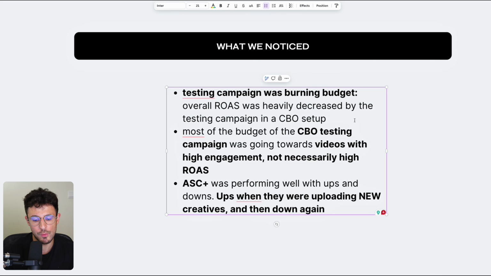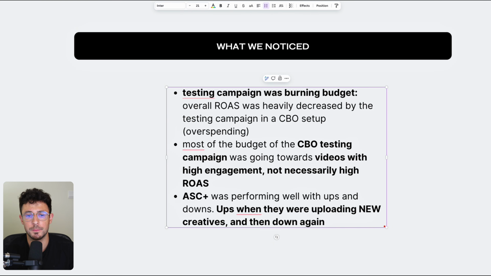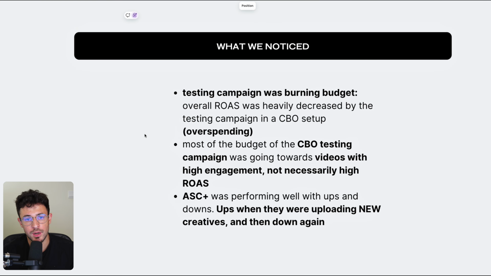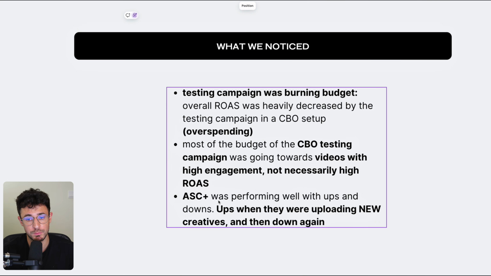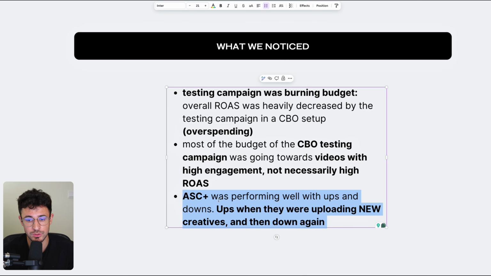So what they were basically doing was overspending in this testing campaign, and the actual testing was performing much worse compared to the Advantage Shopping Plus, which was supposed to be a scaling campaign. That definitely makes sense. But the problem with the Advantage Shopping Plus is that it was up and down. Every time they uploaded a new batch of winning ads into the Advantage Shopping Plus, the campaign was working well for about 2 weeks and then going down again.